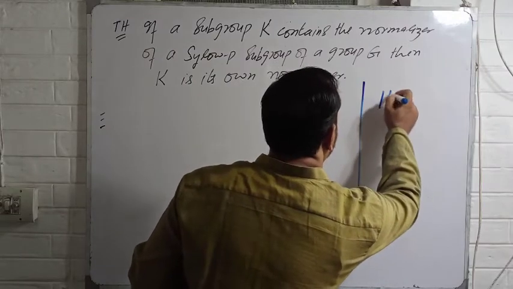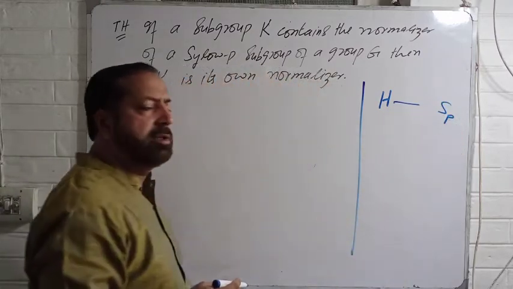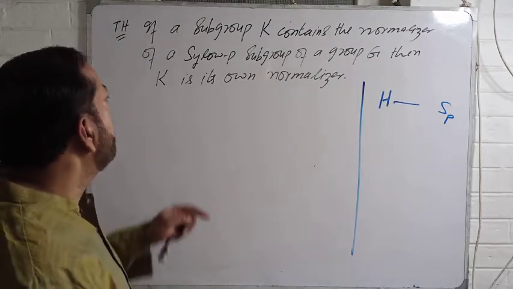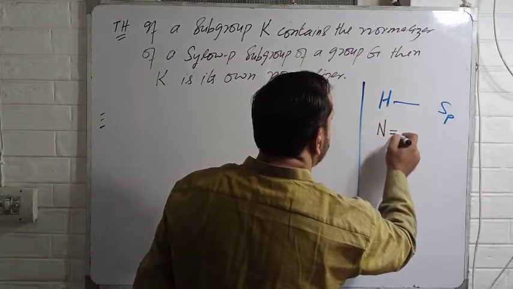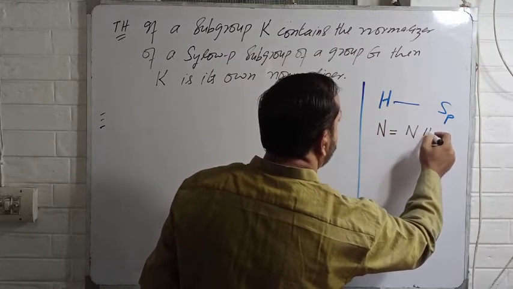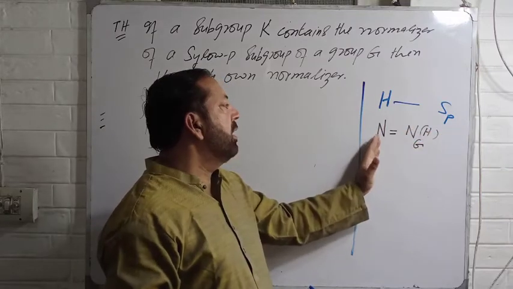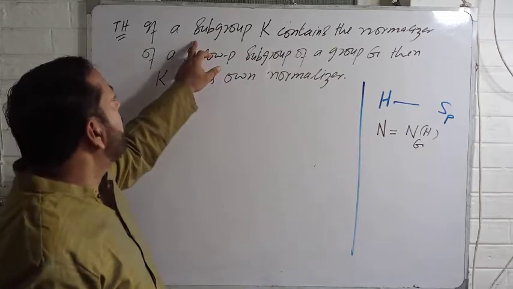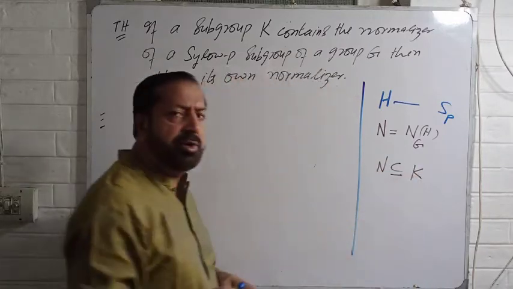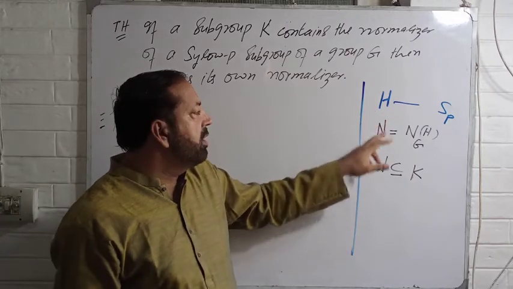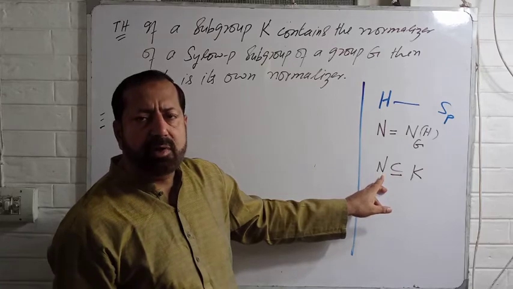Say you have a Sylow-p subgroup H. H is a Sylow-p subgroup, and K contains the normalizer of a Sylow-p subgroup. So N is the normalizer of H in G, right? You have taken H as a Sylow-p subgroup and N as the normalizer of H in G, where K contains the normalizer means that N is a subset of K. This is another condition you are given. Now look here: H is a Sylow-p subgroup, N is the normalizer of this Sylow-p subgroup H, and secondly you are given that this normalizer is contained in K.